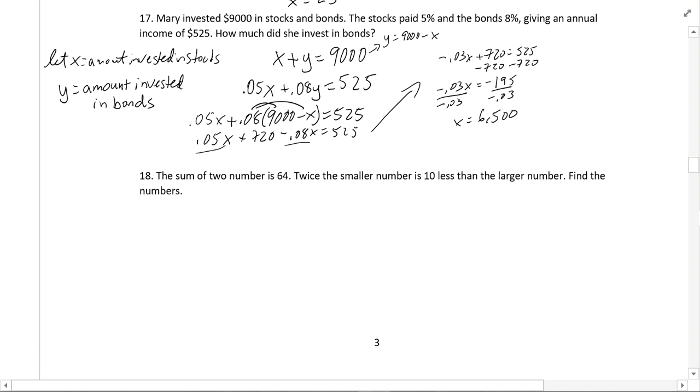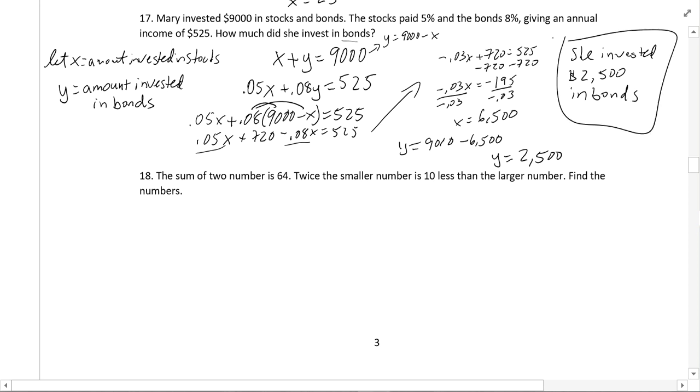But it says, how much did she invest in bonds? And bonds is the y value. So in order to get y, I need to say y equals 9,000 minus 6,500. When I do that, I get y equals 2,500. So you can answer it in the form of a sentence. She invested $2,500 in bonds.